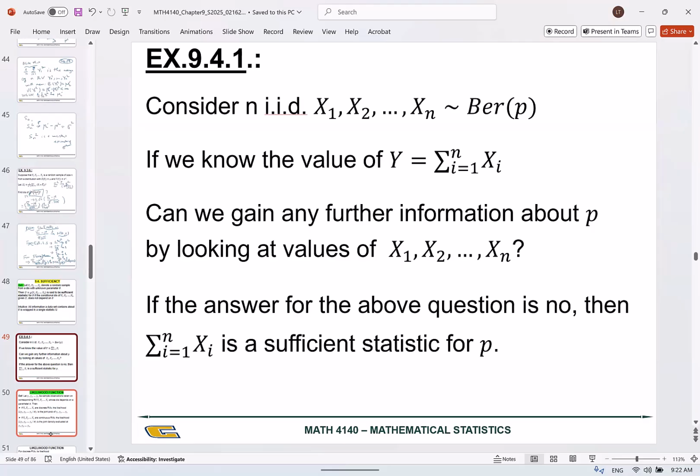Say one person knows the individual information, and another person just knows the summation. Does the person who knows the individual values have an advantage in terms of estimating p under this model? If they get basically the same amount of information as the person looking at the summation, then we have a sufficient statistic.